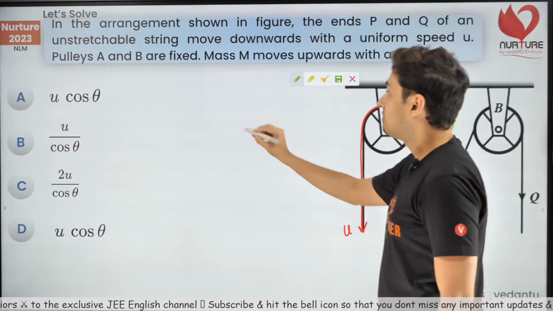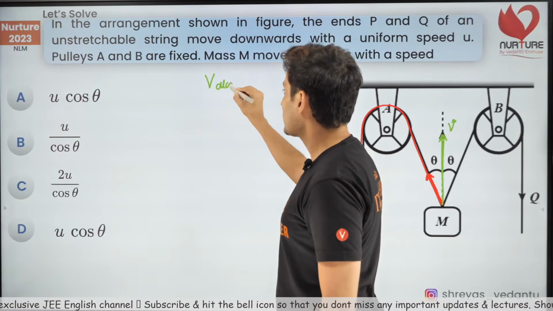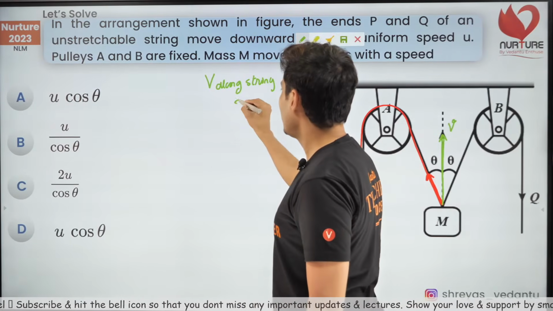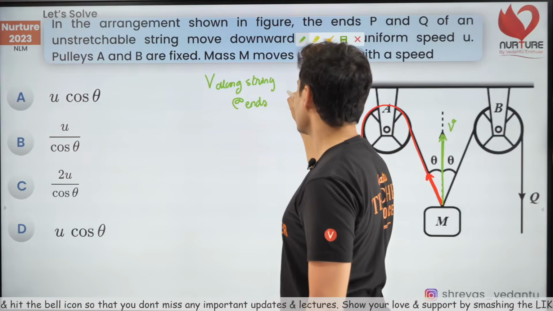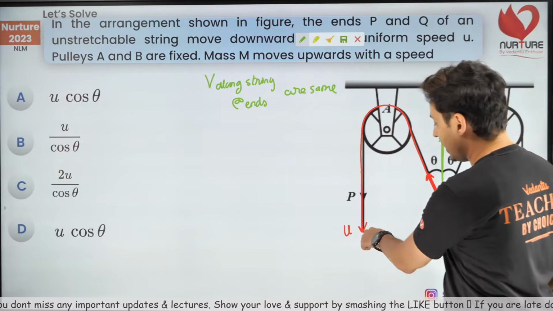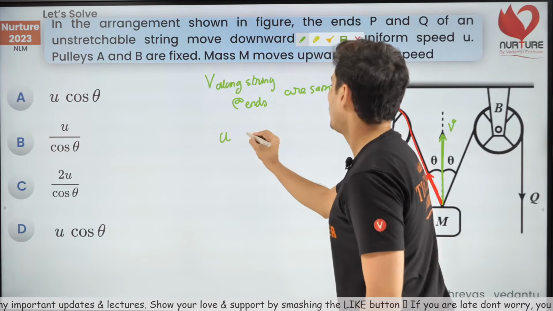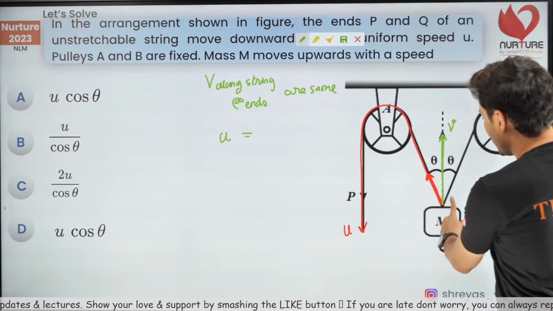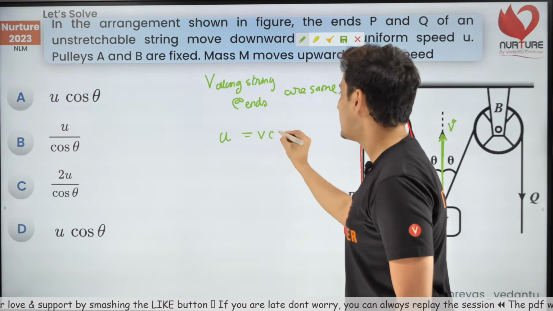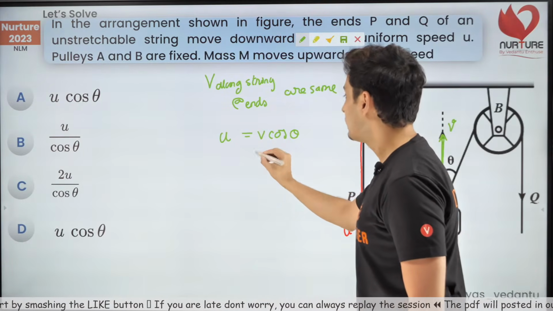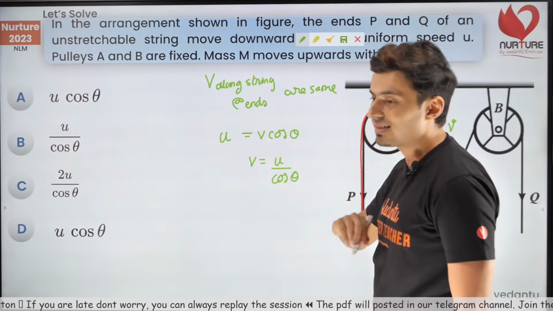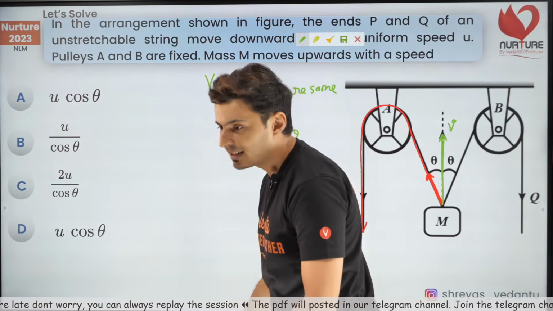What did I tell you? The velocity along the string at the ends is the same. So what is the velocity at the end along the string? That is U. What is the velocity along the string at this end? That's V's component. How much is V's component? That is V cos theta. What is asked? V is asked. So V will be U by cos theta, and hence the answer is B. The answer is B. That's it.